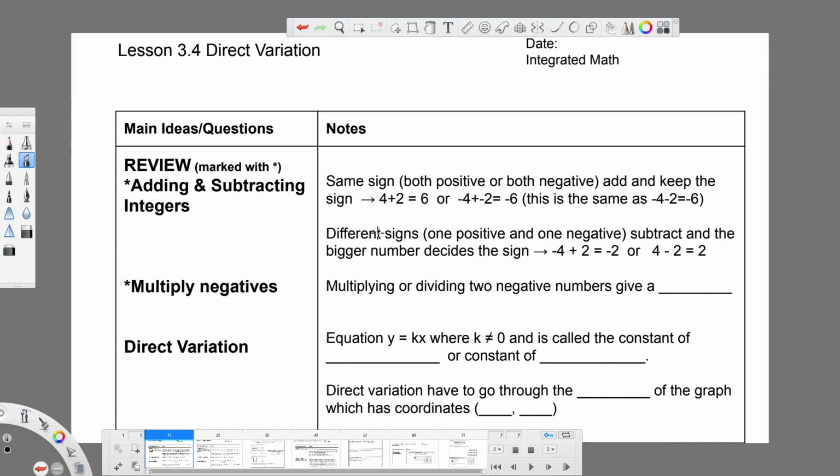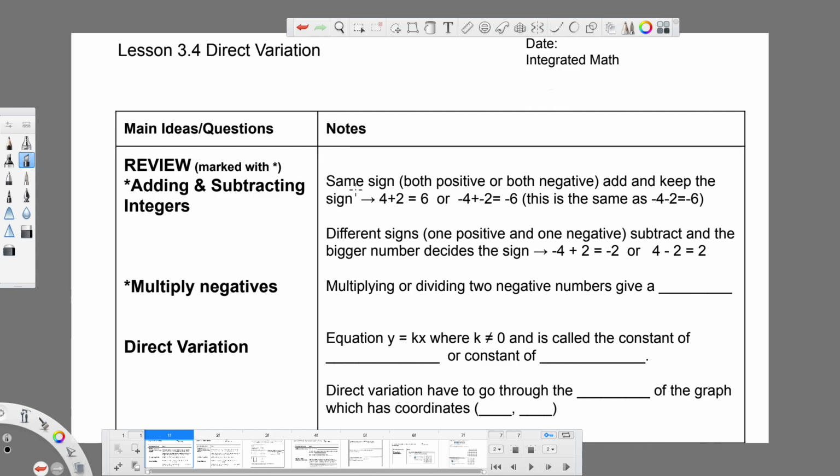Okay, so we are in Chapter 3, Section 4 for IM1. This is called Direct Variation. So we just got through the rate of change in slope section, and now we're going to start to apply that to direct variation. There's a couple of review items they want us to look at over here: adding and subtracting integers and multiplying negatives. It just says review, marked with this little asterisk, this little star.